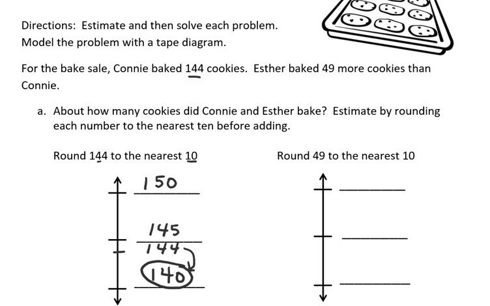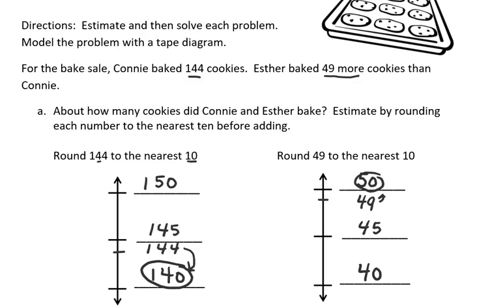Now for Esther, it says she baked 49 more cookies than Connie. So we're going to round that more than part to the nearest 10. Now that's not the amount that Esther baked. We just know that she baked more than Connie. So if I round 49 to the nearest 10, my answer choices would be 40 and 50. The midpoint is 45. Well, she baked 49 more than Connie, so we'll plot that here, which means that number rounds up to 50.